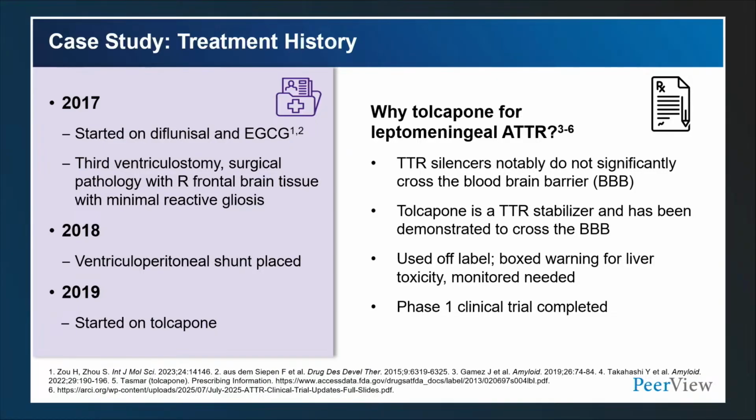Of note, tolcapone does have a black box warning for liver toxicity, so very important to be monitoring these patients over time. And also notably, no large randomized study has been done to look at this, nor will it likely ever be, because tolcapone, as you all know, is a medication that's currently out and used for Parkinson's disease. But again, this is really one of the only medications that we have that crosses the blood-brain barrier.